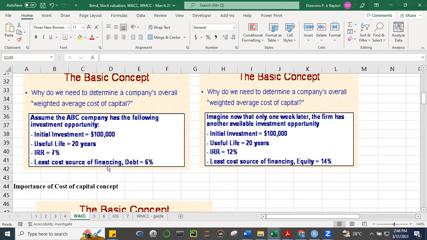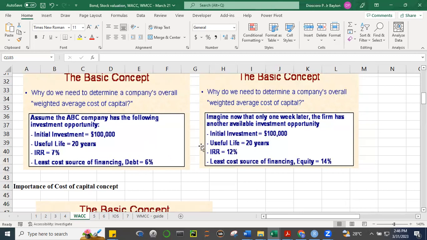So should the company push with the project? We may be tempted to say yes, because the IRR, 7%, is greater than the cost of debt. However, this might be a wrong decision, because a company should assess the viability of a project not based on one source of financing alone.